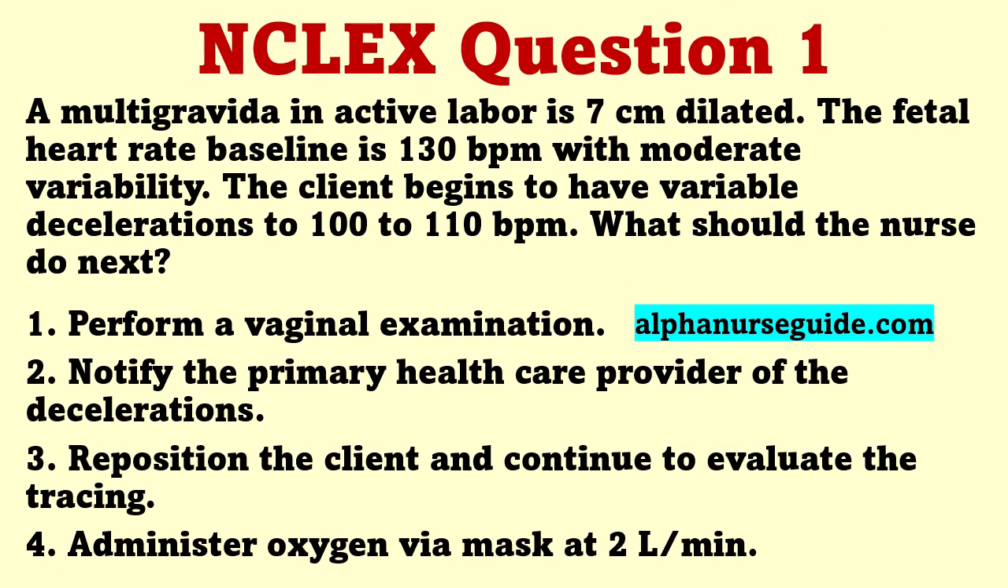A multigravida in active labor is 7 centimeters dilated. The fetal heart rate baseline is 130 beats per minute with moderate variability. The client begins to have variable decelerations to 100 to 110 beats per minute. What should the nurse do next?